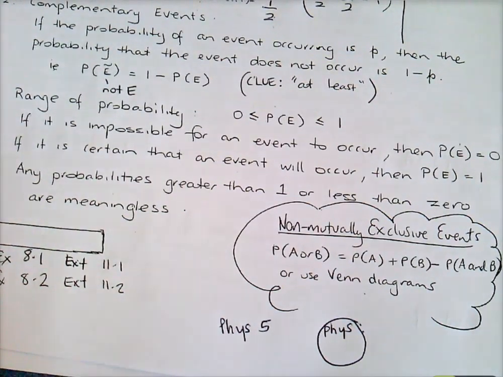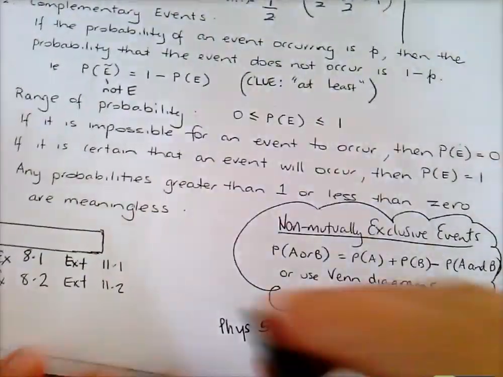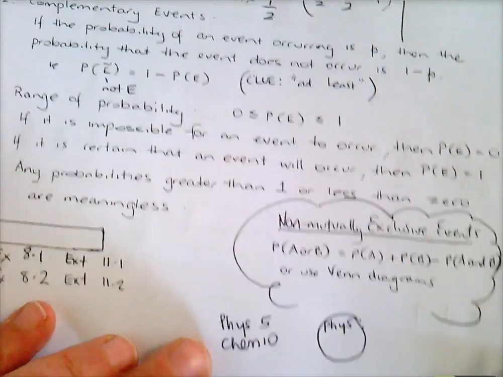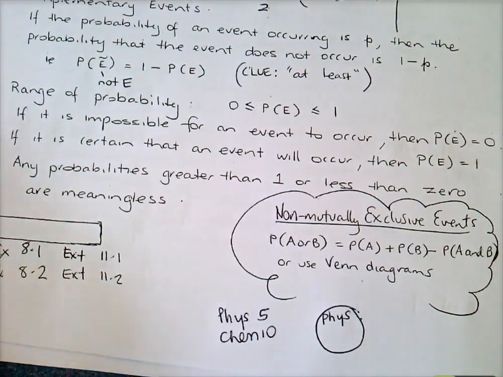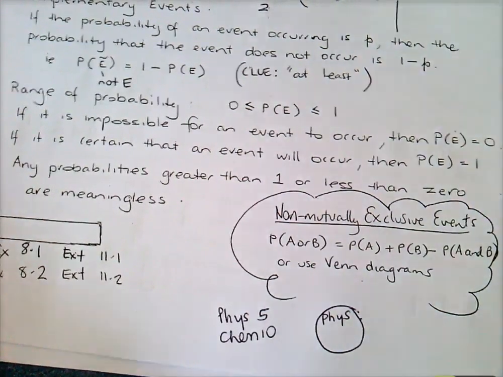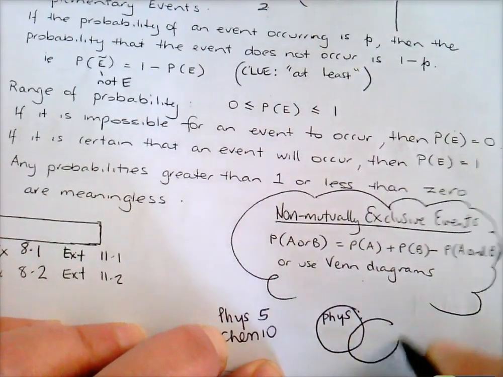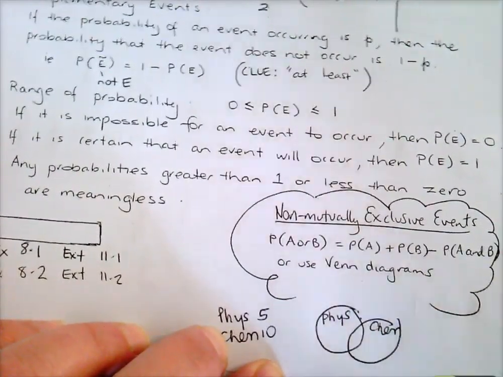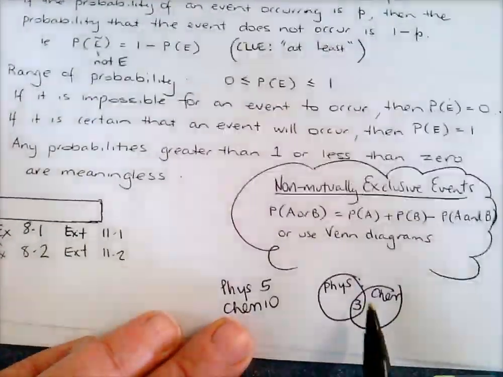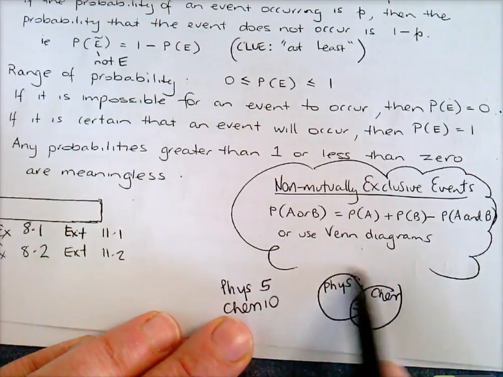Chemistry, hands up. I've got 1, 2, 3, 4, 5, 6, 7, 8, 9. Is that right? Hands up again. 1, 2, 3, 4, 5, 6, 7, 8, 9, 10. 10 that do chem. Now, does that mean I've got 15 people that do physics and chemistry? No. Hands up the people that do both. I've got 3 that do both.